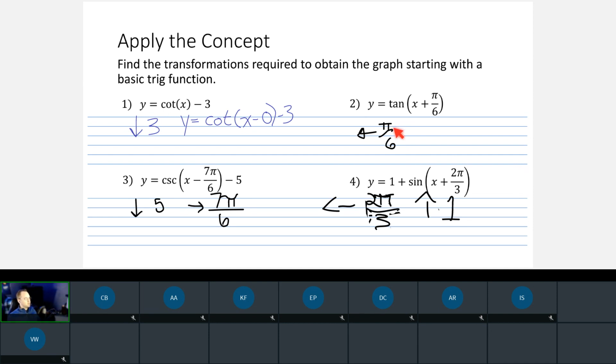All right, so left pi over 6. Yep, I agree with that one. How about number 3? Do you all agree with down 5 and to the right 7 pi over 6? Agree with that one. I do too. Yep, it is to the right 7 pi over 6 and down 5. Perfect. All right, so it looks like Emily fixed number 4. We're going up 1, and we are going to the left 2 pi over 3. Perfect. All right. Trying to trick you on this one by writing the h value in front versus after.